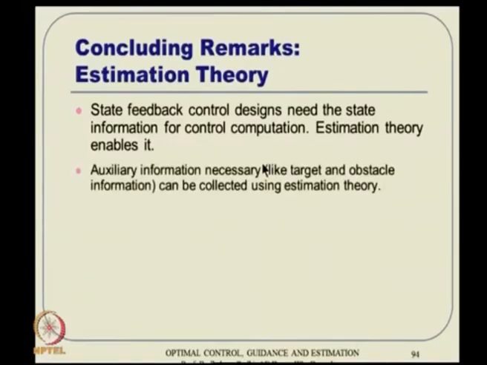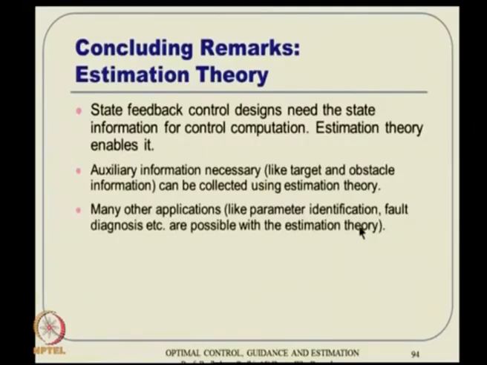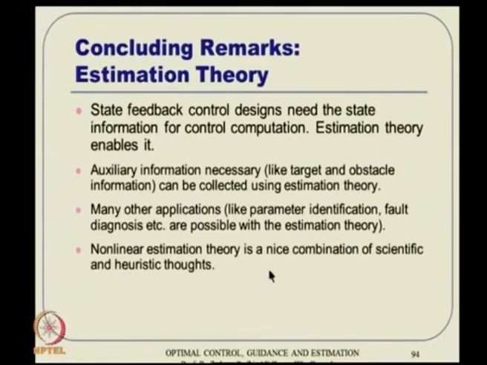Then sometimes we need auxiliary information like target information, obstacle information, for coming up with strategies, that means guidance strategies and things like that. For that, we need target estimation, obstacle estimation, which is not the states of our own vehicle or own system, but the states of the other system, which is necessary for doing some computation on our own system. So for that also we need estimation theory. Many other applications are also there, like parameter identification, fault diagnosis and many things like that, where if you know estimation theory in a good way, it enables you in a very good way.